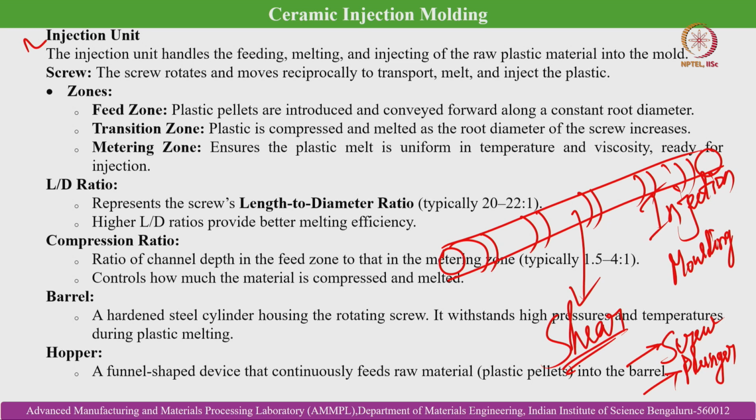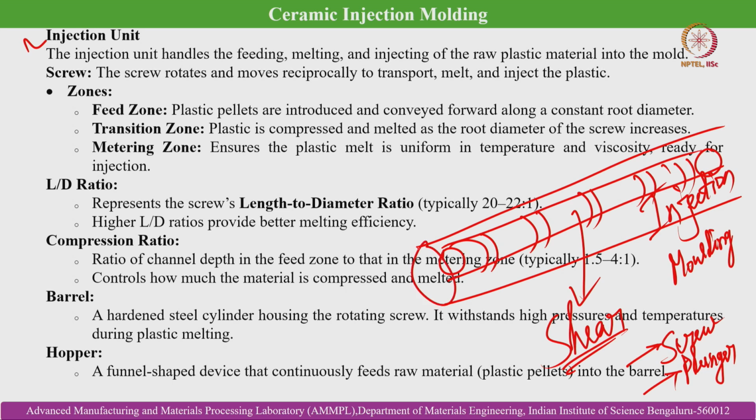Okay. So, the compression ratio is the ratio of channel depth in the feed zone to that in the metering zone, which is typically 1.5 to 4:1, and it also controls how much the material is compressed and melted. And then the barrel, it is the hardened steel cylinder housing the rotating screw. So, it is on the top of this rotating screw.